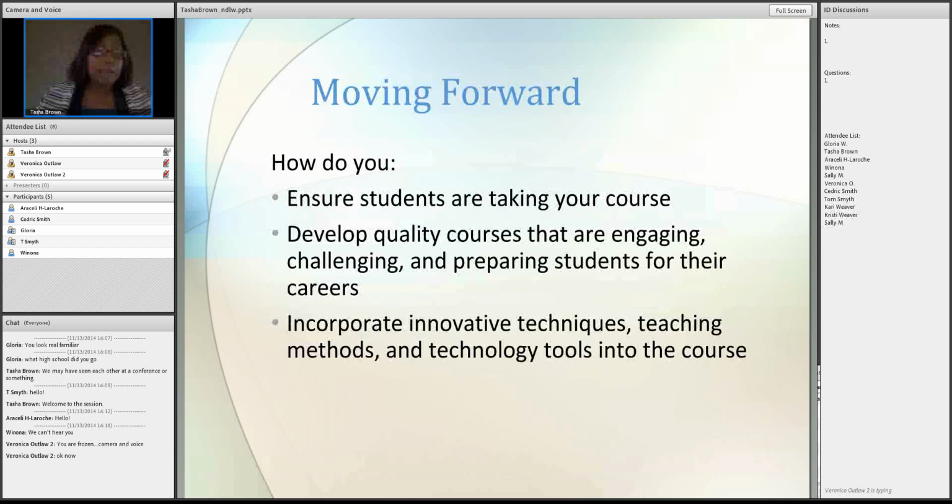How do you ensure that your students are taking your course? How do you make your course stand apart? What can you do differently that makes students go back and say, "Ooh, Dr. So-and-so had a great course. You should take that course." Not that it was easy, but it was challenging, it was engaging, it was innovative. So how do you ensure that you keep those students coming to your courses when we know at some point it's going to level out?